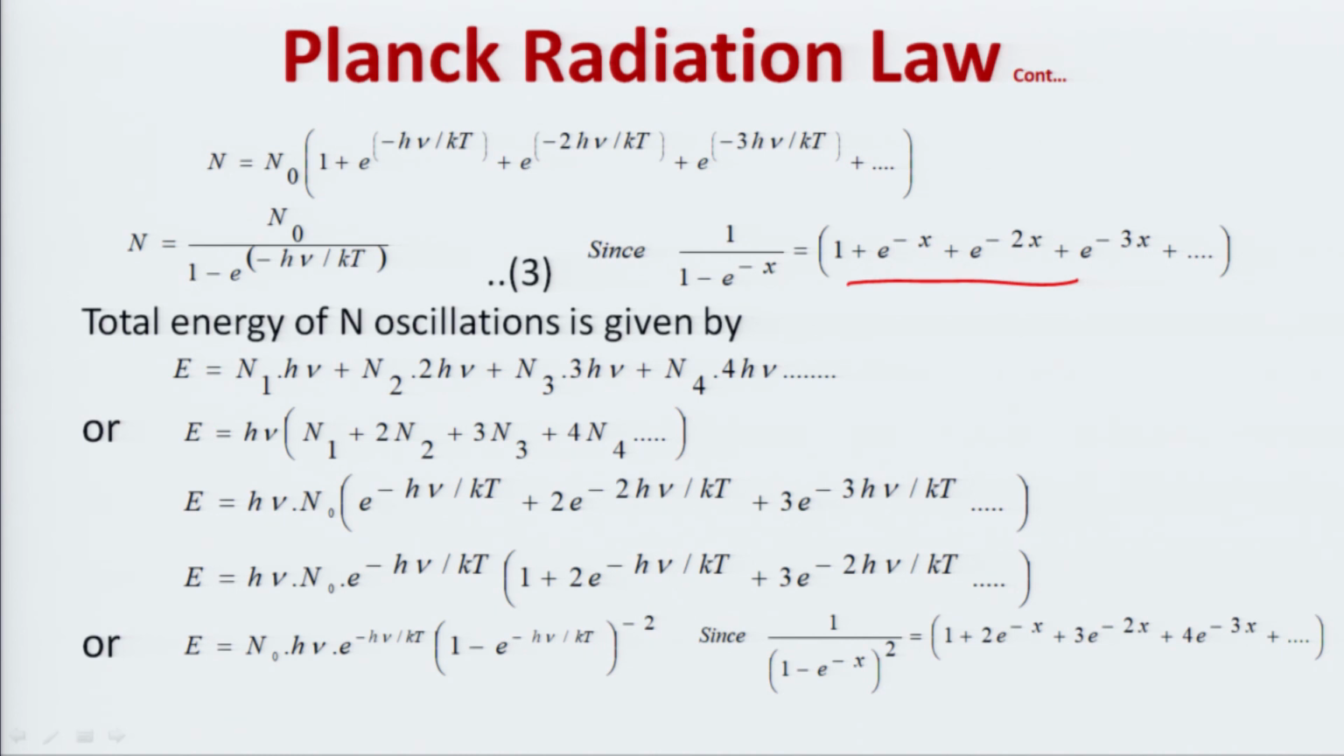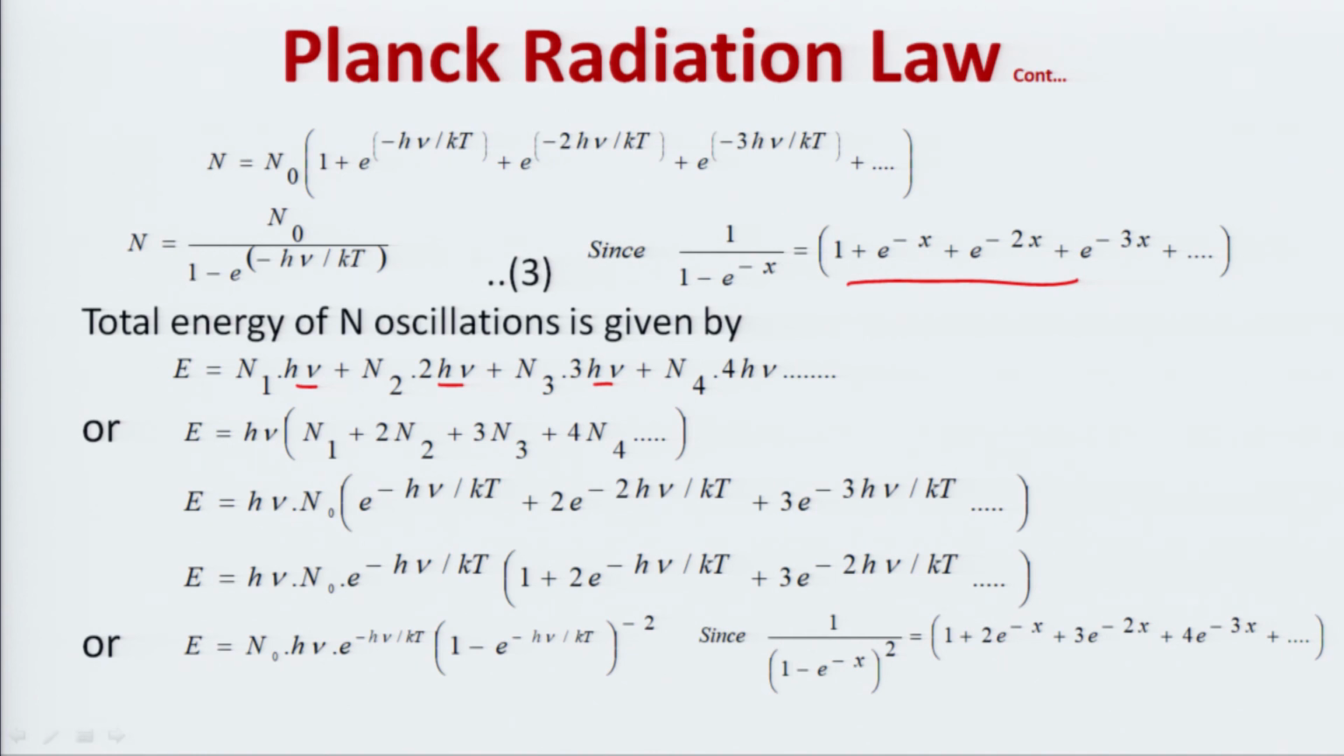Actually, we are going to take the average energy. The total energy of N oscillators is given by E equal to N1 into the energy of oscillation, that is hν, plus N2 into 2hν plus N3 into 3hν and so on. Taking hν common, since it is common in all, we have hν into N1 plus 2N2 plus 3N3 plus 4N4 and so on.